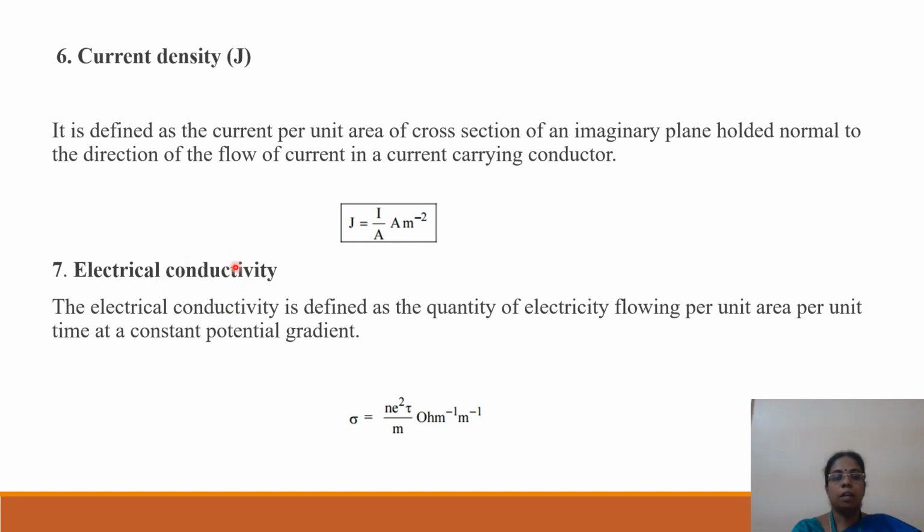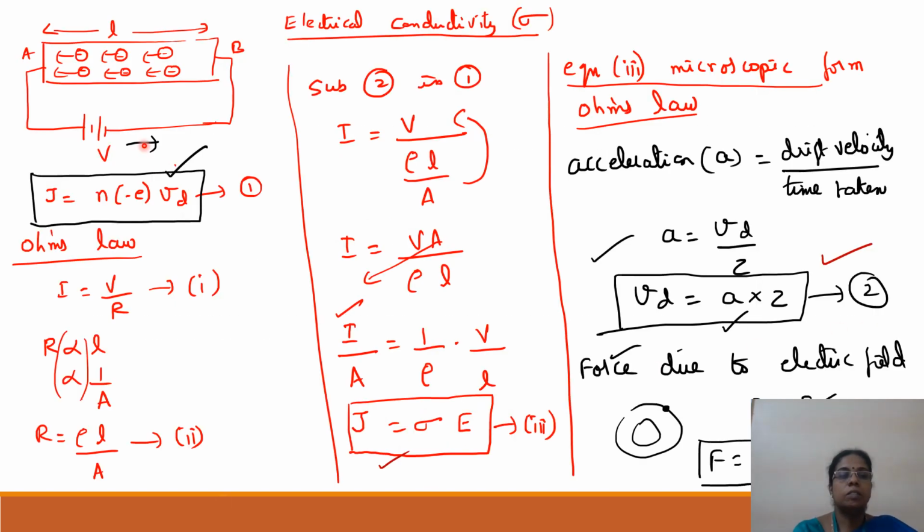Then comes the electrical conductivity. The symbol is σ. It is defined as the quantity of electricity flowing per unit area per unit time at a constant potential gradient. And it is calculated to be σ = Ne²τ/m, with unit ohm inverse meter inverse. Now let us see the derivation for the electrical conductivity.